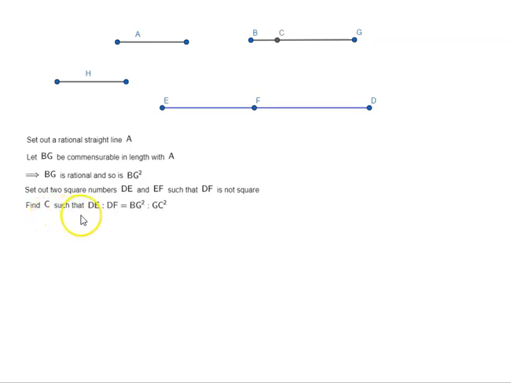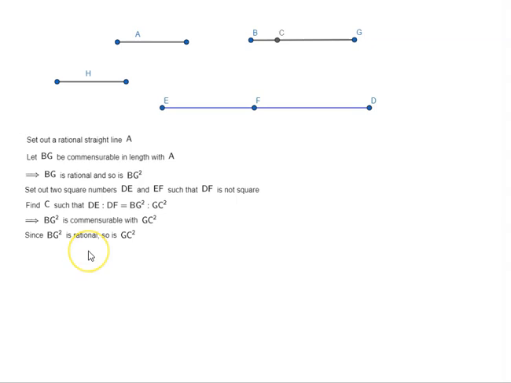Find C such that DE is to DF is equal to BG square is to GC square. So we are finding the point C. Okay. So BG square is commensurable with GC square. Why? Because DE is commensurable with DF in length. Remember, DF is not a square number. So it is commensurable in length. So since DE is commensurable in length with DF, BG square is commensurable with GC square.